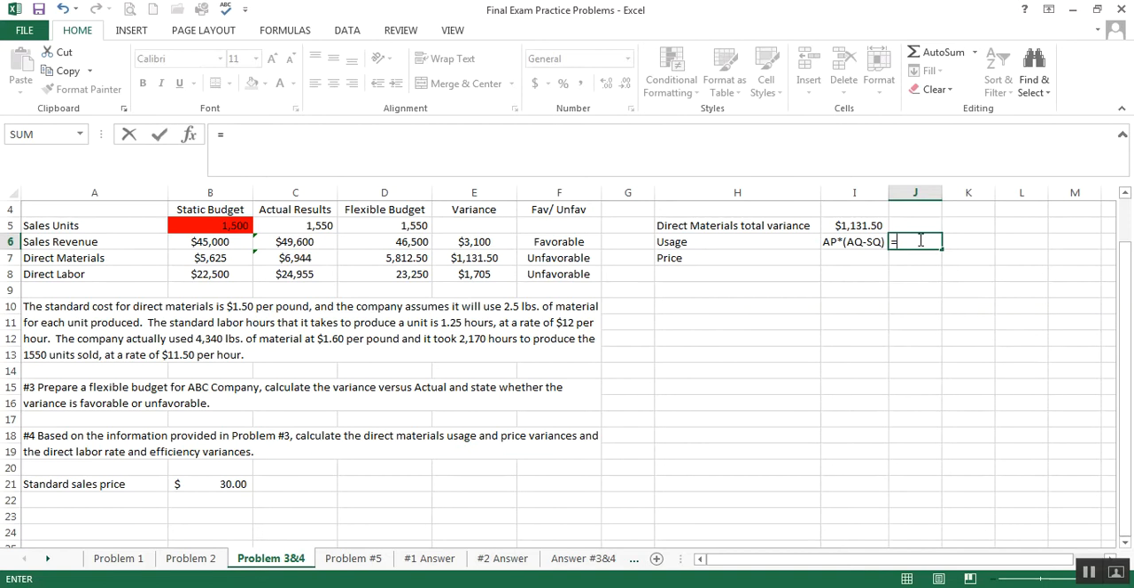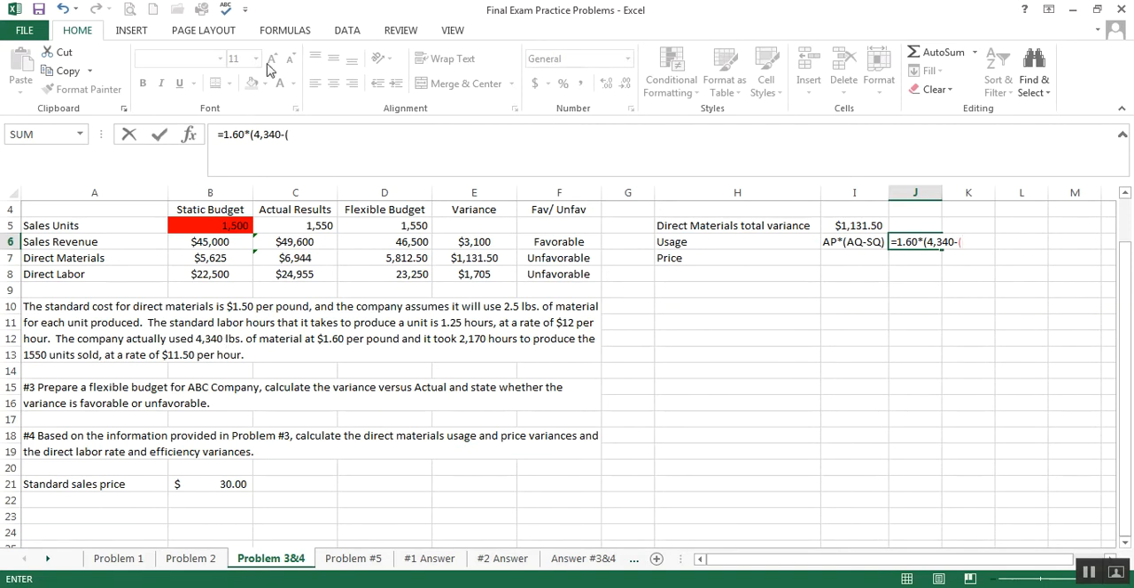Our actual price, how much did we actually spend on our raw materials? Well, let's go back to our assumptions. It says that the company actually used 4,340 pounds of material at $1.60 per pound. So that means it cost us $1.60. The actual quantity that we used, so this is not units, this is the quantity of raw materials that we bought. So we bought 4,340 pounds for the 1,550 units, minus our standard quantity.